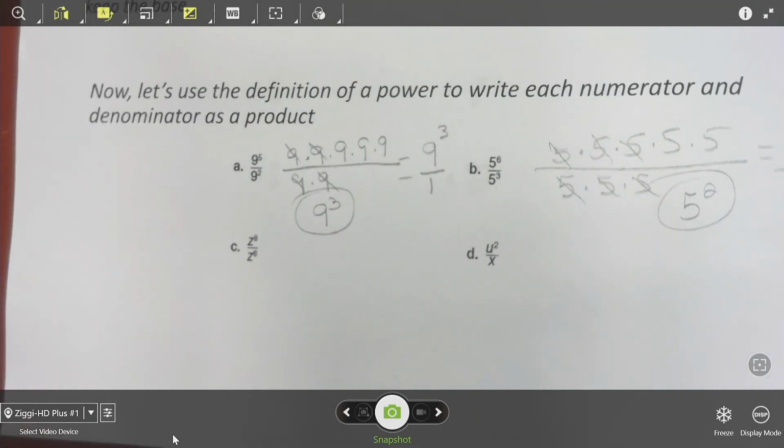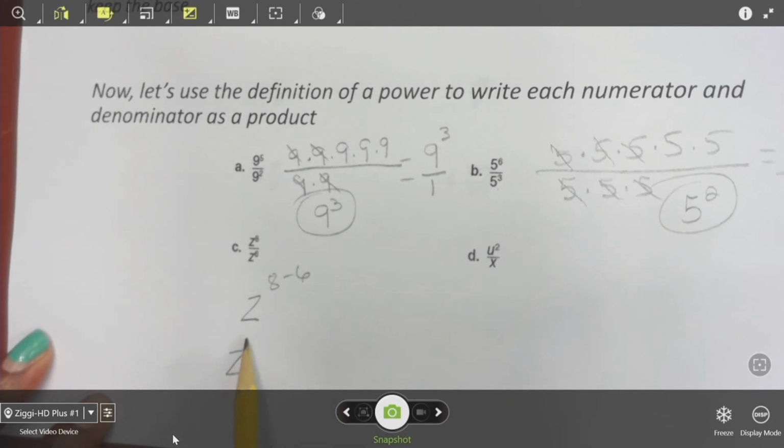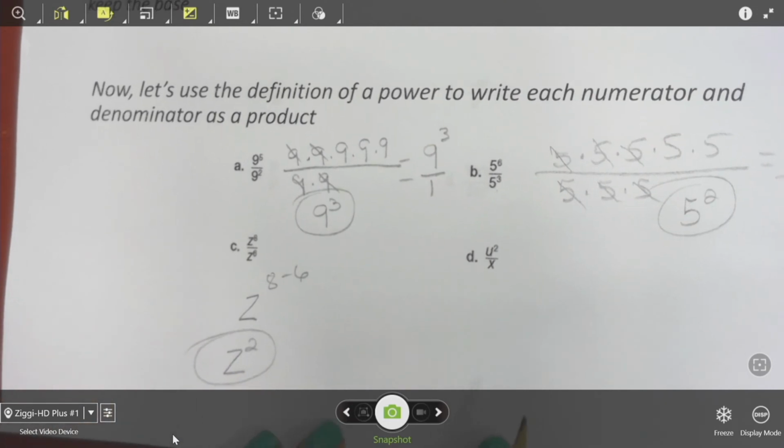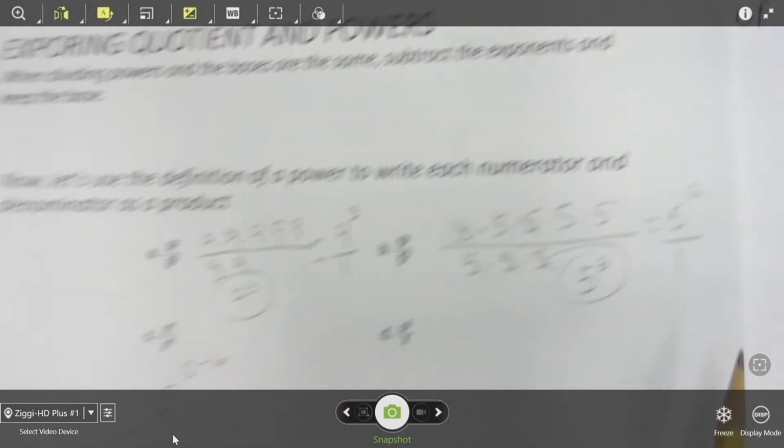Okay, so it's your turn. You're going to do C and D. Doesn't matter that they're variables. Okay, so Z would be 8 minus 6. What's 8 minus 6? Z to the 2nd power, absolutely. Okay, so what's going on here? Is there a rule for this one? No, there isn't. We would just simply divide. If we knew the value of U and the value of X, we would simply follow the order of operations and solve. So there's no special rule for that one. Good for you. You didn't get stuck on that, huh? Okay.